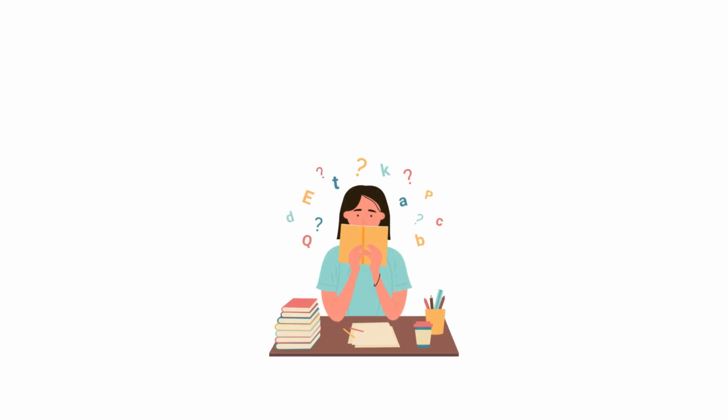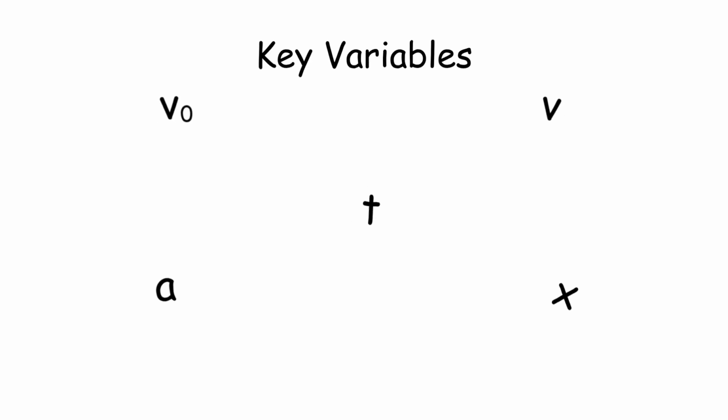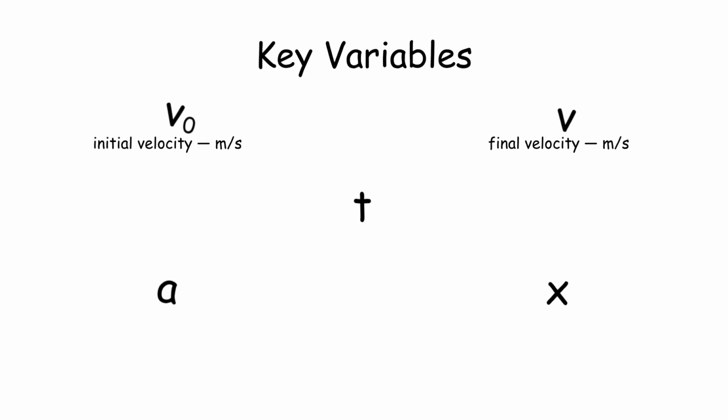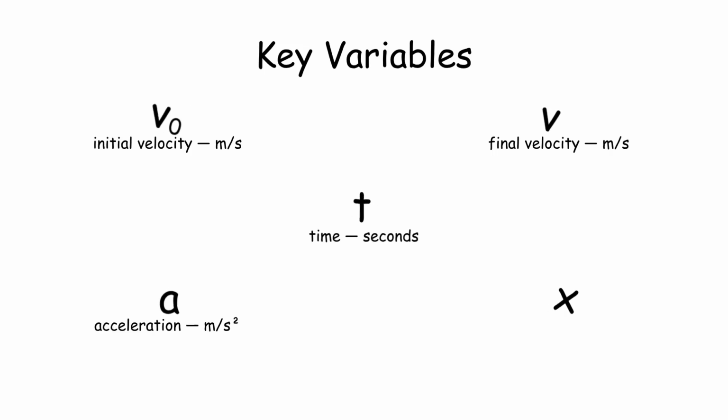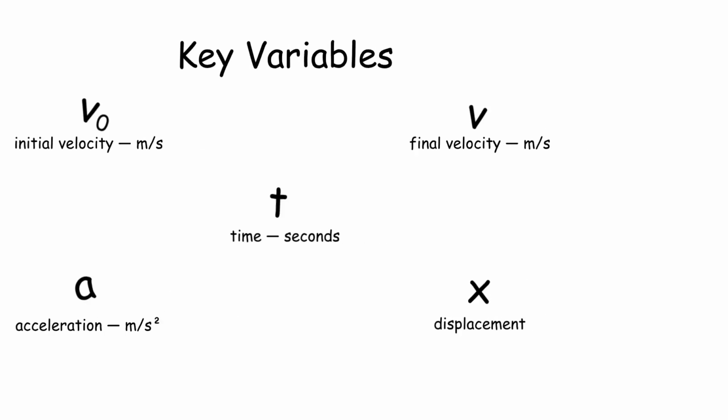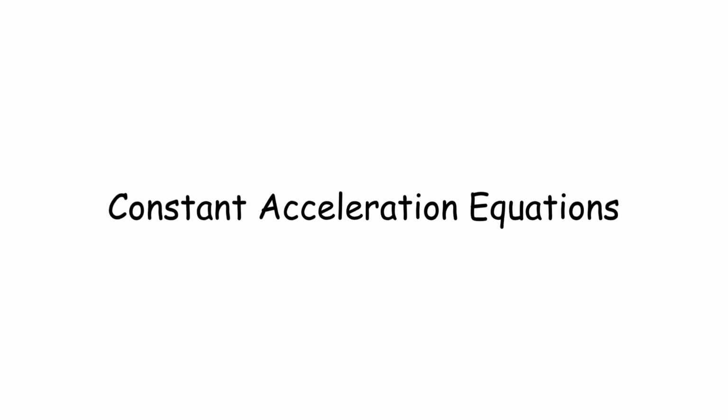To understand and solve problems involving constant acceleration, we first need to know what quantities we're working with. So before we dive into solving, let's get familiar with the core variables behind motion. To use these equations, we track 5 key variables: initial velocity, final velocity, acceleration, time, and displacement. Now that we know the variables, let's see how they come together in the equations of motion.